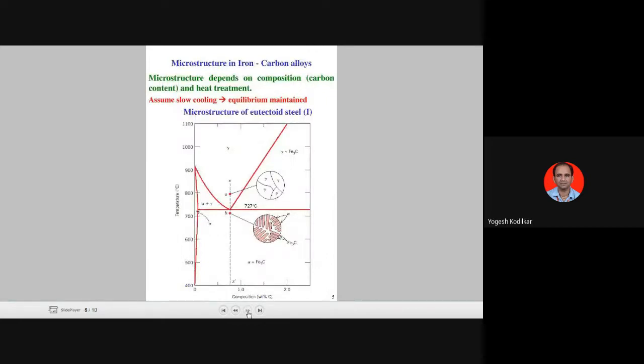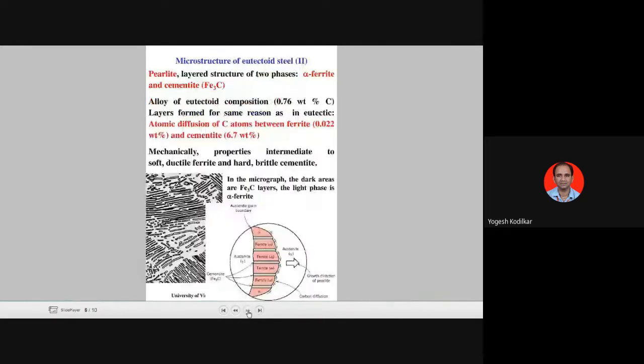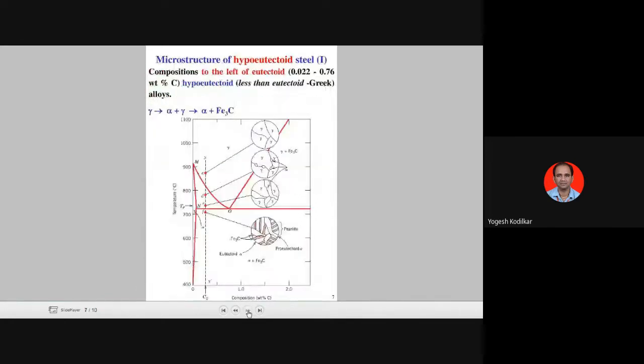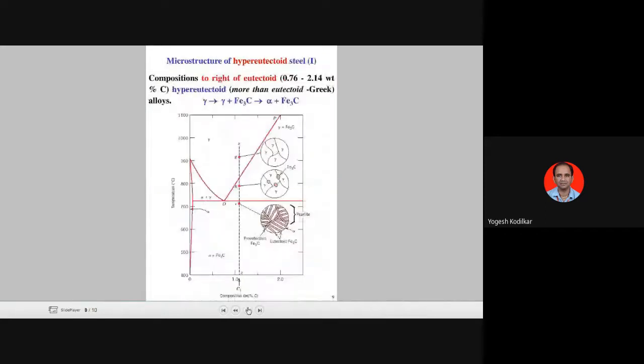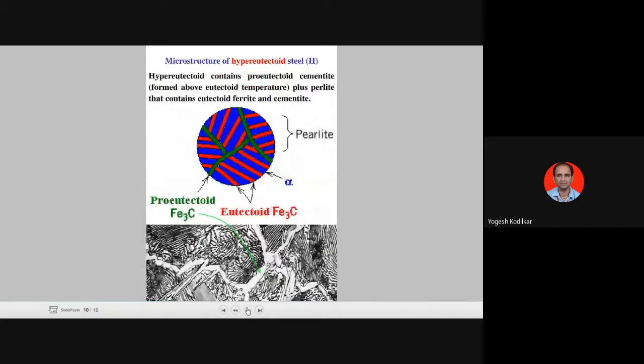This is the microstructure of iron carbon. So eutectoid steels show different crystal structures. There are eutectoid steel, hypoeutectoid and hypereutectoid steel. The left of the diagram is hypoeutectoid and the right of the diagram is called hypereutectoid steel. Hypo and hypereutectoid steels. So these are the different structures of eutectoid steels.